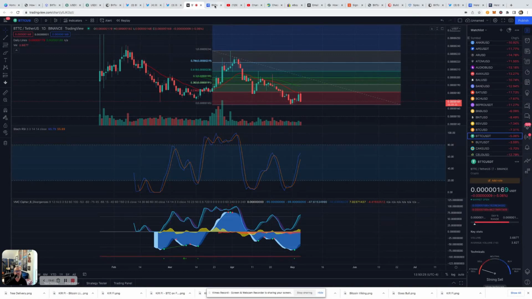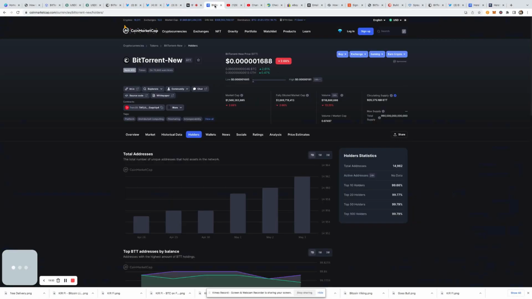Now, lastly, I wanted to go over here, let's see here, into the BitTorrent page on CoinMarketCap. So as of right now, the market cap on BitTorrent shows at about 1.5 billion. In terms of the HODLer wallets, that has been going up over time. Currently, it's just south of 15,000 HODLer wallets. So that's a pretty good mark right there.